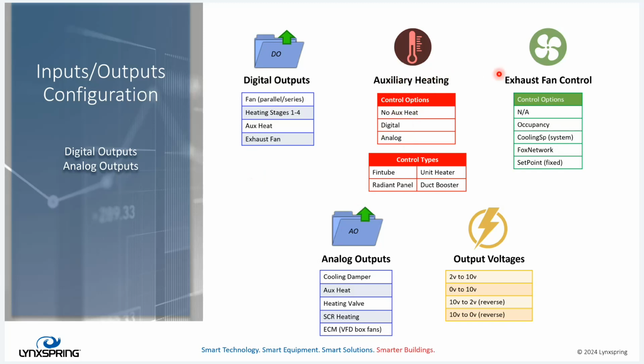Okay, we also have exhaust heating and exhaust fan control. And again, here are the 4 control types for auxiliary heating, and the 4 modes for exhaust fans. For analog outputs, we do have pretty much what you think: auxiliary heat, analog control, the cooling damper, valves, SCRs, and ECM for variable speed box fans.